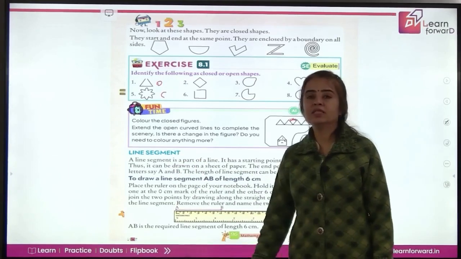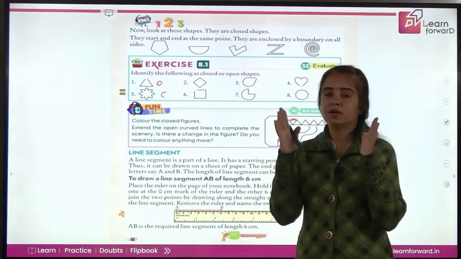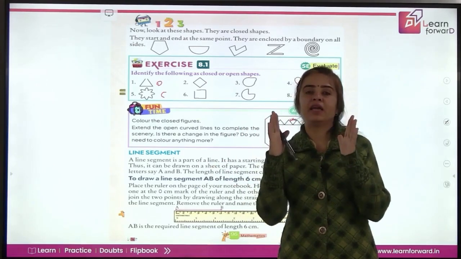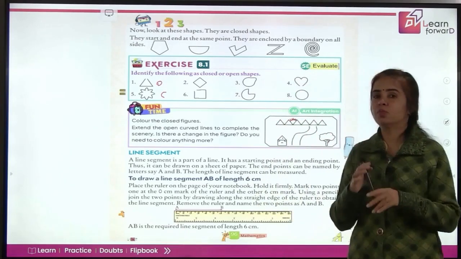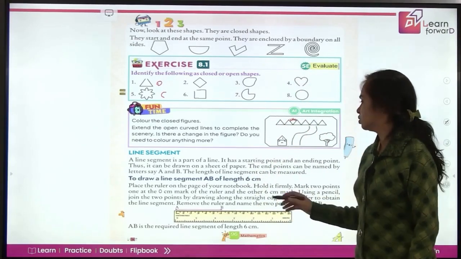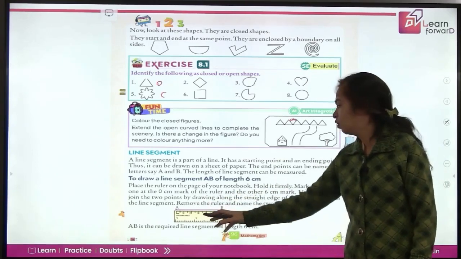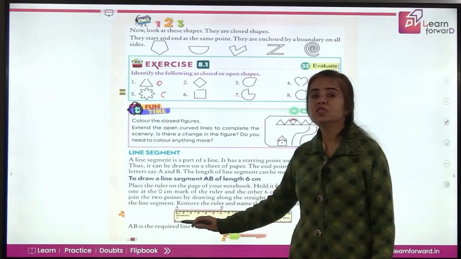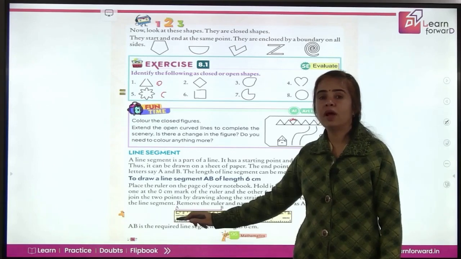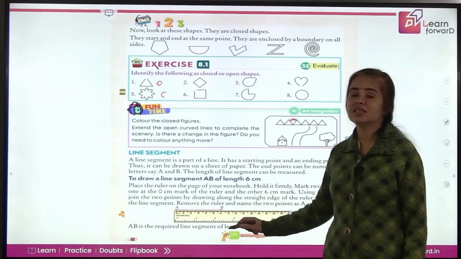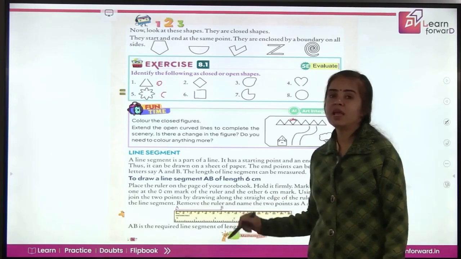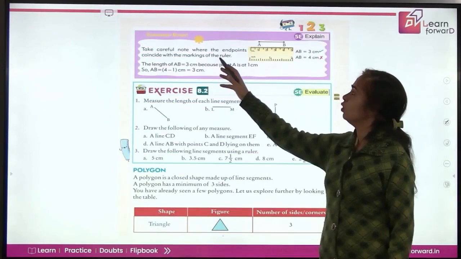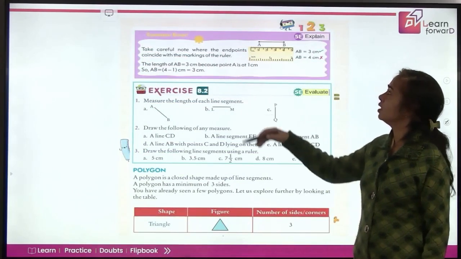Now line segment. What is a line segment? We know it has a fixed length and it is a part. Segment means part. So a line segment is a part of a line which has two end points, fixed points, and it has a fixed length also, children. If you have to draw a line segment of length 6 centimeters, what will you do? You will take your ruler, start from 0, and stop drawing your line at 6 on your ruler. So you get AB as your line segment of 6 centimeters. Now take careful note whether the end points coincide with the markings of the ruler.